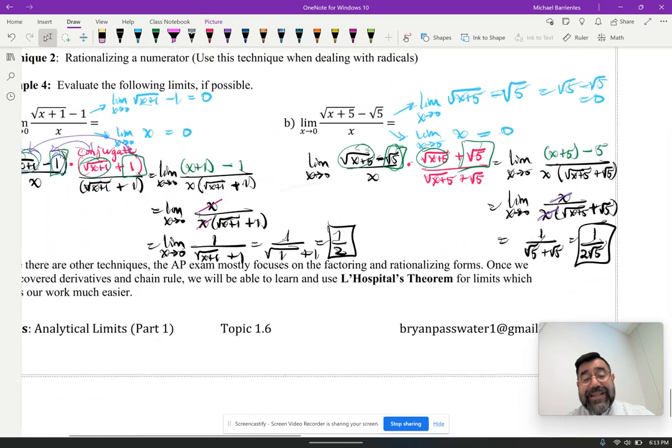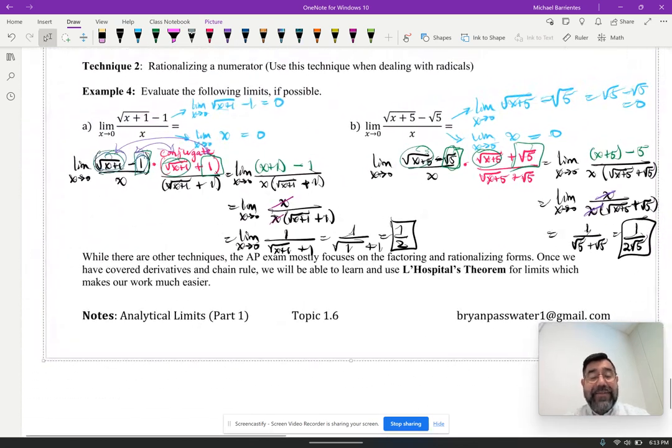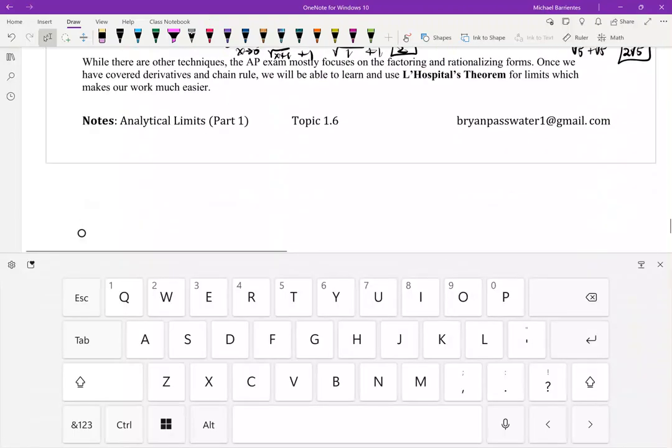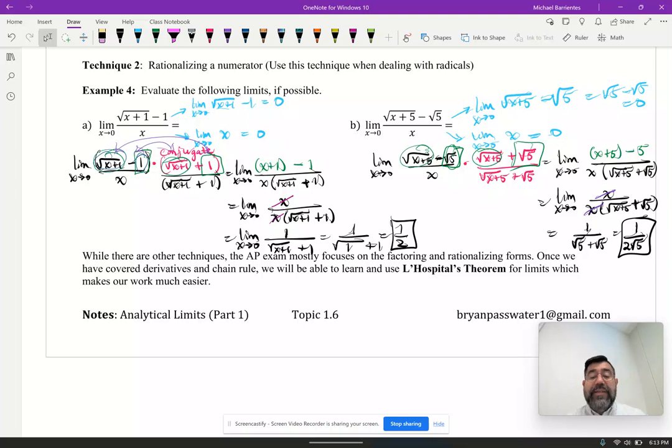There are other techniques for simplification. I know there's a complex fraction technique, but mostly on the AP exam, they focus on factoring and on rationalization. And later, when we talk about the derivative and how to find derivatives quickly, we'll be able to learn L'Hopital's rule, and L'Hopital's theorem is going to make limits go by a lot faster. So for now, we're learning these two techniques, factoring and rationalization, and that's it before we move on to the next part.